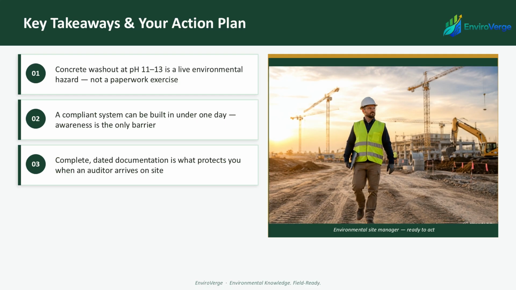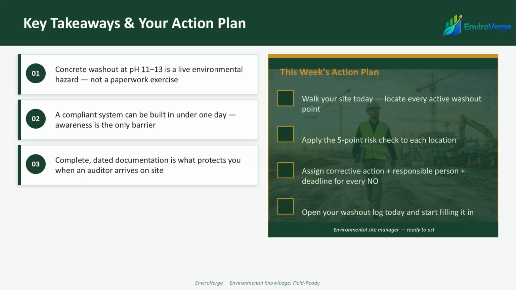3 things to take from this training. First, concrete washout at pH 11 to 13 is a live environmental hazard. It is not a paperwork obligation. It causes real, measurable, and in some cases irreversible damage to soil, groundwater, and waterways. And it generates regulatory consequences that are recorded against your project and your professional history.